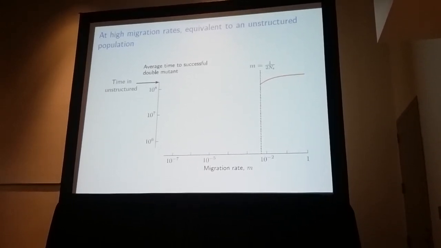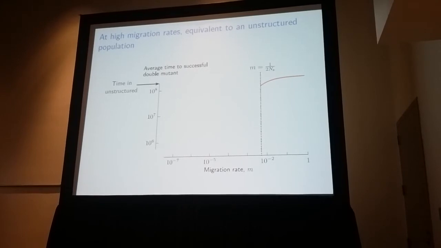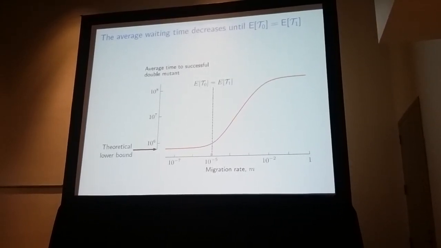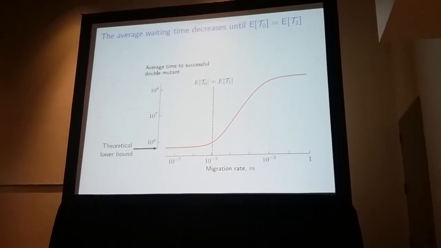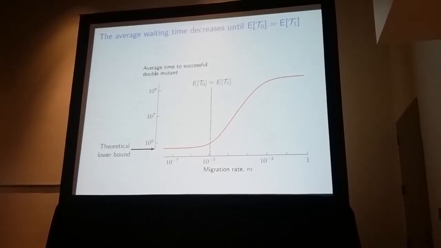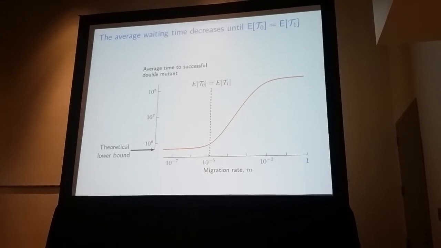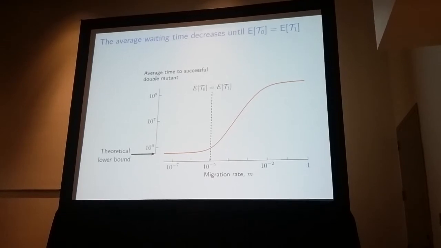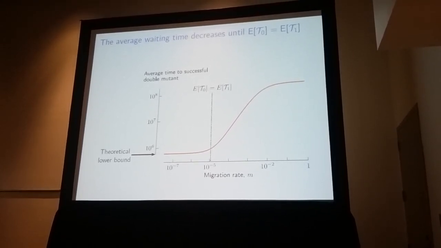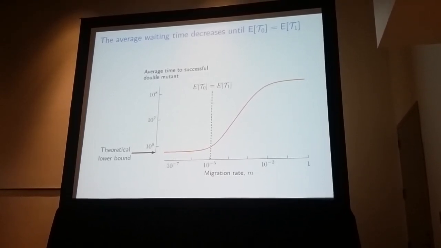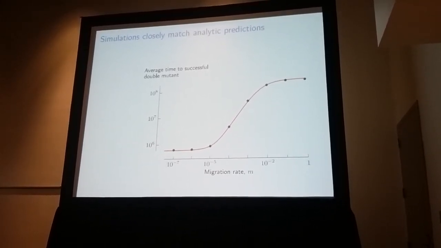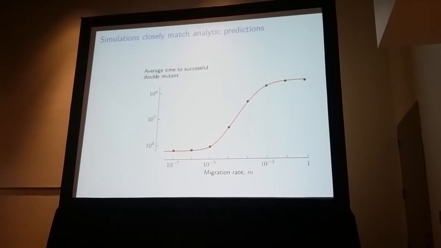Once we get to lower migration rates, single mutants can fix within demes, and then we find that the average time to a successful double mutant decreases greatly over a wide range of migration rates until we reach a lower bound, which occurs when this trade-off between T0 and T1 starts to cancel out. You can show that this is a theoretical lower bound for the effects of any type of spatial structure. So in large populations, this bound is already met and there's no benefit of structure. I finally just want to point out that these predictions are closely matched by Wright-Fisher simulations.